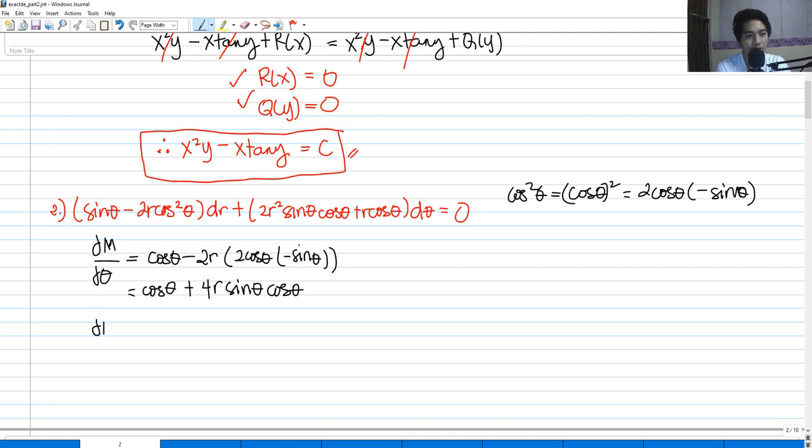How about for the partial of n with respect to r? So we will be differentiating this n. All functions containing theta would be considered as constant. So 2r squared would be 4r by the power rule, and copy the sine theta cosine theta, because again we are differentiating with respect to r, plus cosine theta is constant here, so the derivative of r is 1. So we have cosine theta. And this partial of m with respect to theta and the partial of n with respect to r are equal. So they are an exact DE.